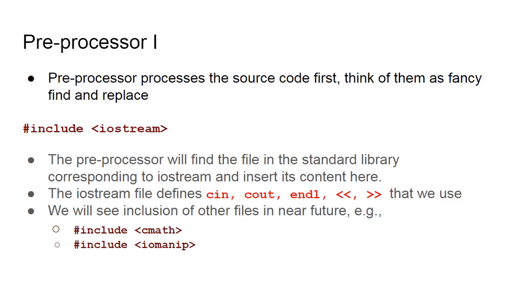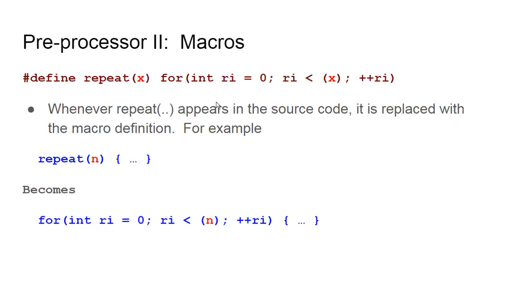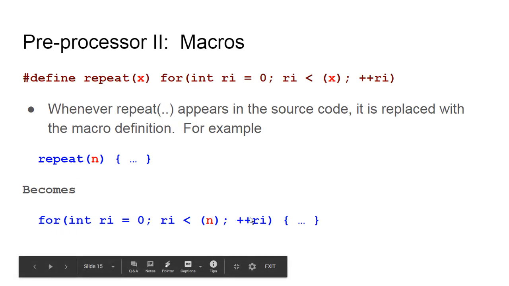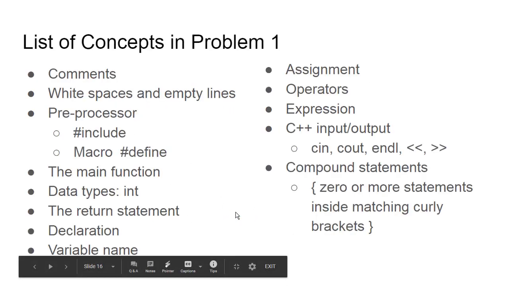Okay. Yeah. So inside iostream, we use five things defined there: cin, the input stream; cout, the output stream; end of line; and these are read and write. And we will see inclusion of other files in topic 2, I think. And these are macros. So this repeat n in our code will be replaced into something like this. So this is one compound statement that forms the body of this statement.